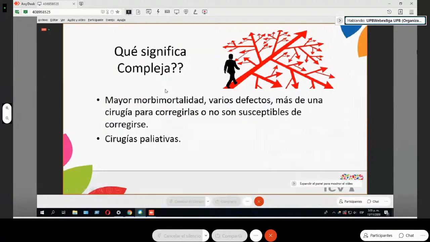What does it mean that the pathology is complex? Simple pathologies have a single defect and we can correct it in a single intervention, whereas complex pathologies have greater morbidity and mortality. We'll have several defects. There is not only one defect on the wall or septum separating the ventricles, but there is also another obstruction in any of the two larger vessels. So they require surgery to correct it, or they are not susceptible to correction because they may have a single ventricle. They may require a palliative surgery instead of a corrective surgery.